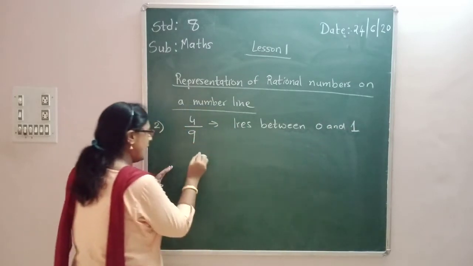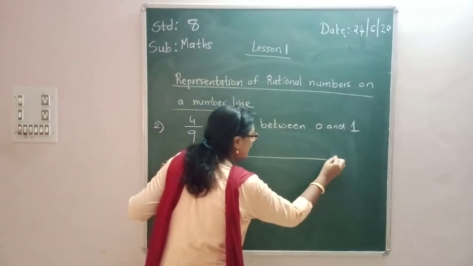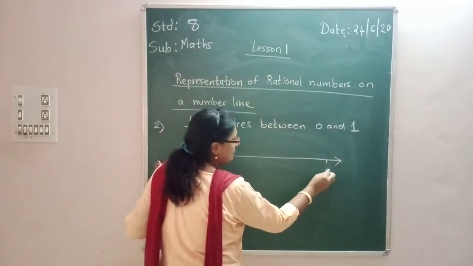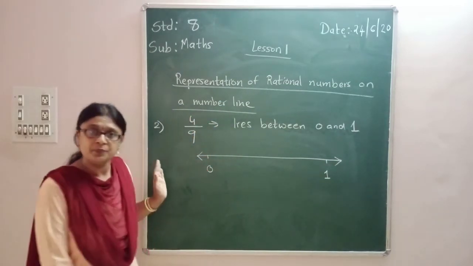So when I draw the number line, the first number I will write here as 0 and the second number I will write here as 1. Is that clear?